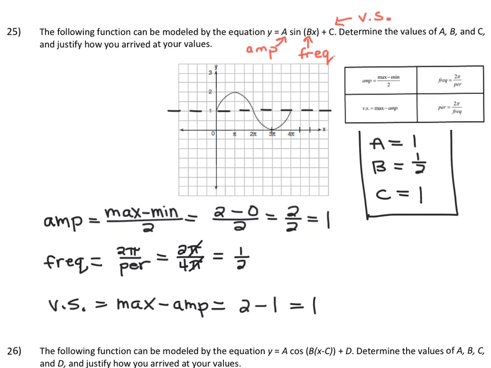And let me just talk about why. The vertical shift is how far we had to shift up or down to start our graph. Or really, the vertical shift is just equal to wherever your midline is. See that? The midline is where your vertical shift occurs. So the vertical shift is right here at +1.